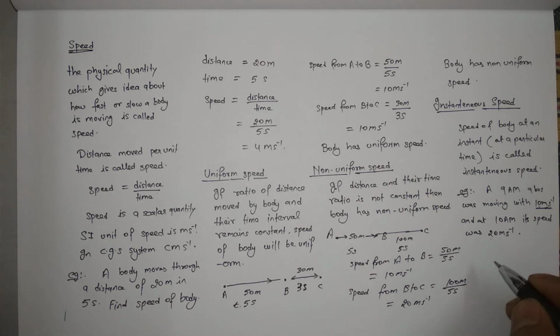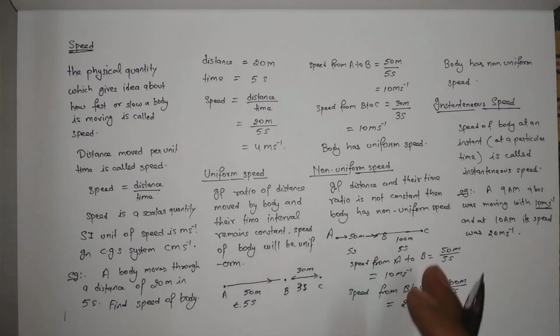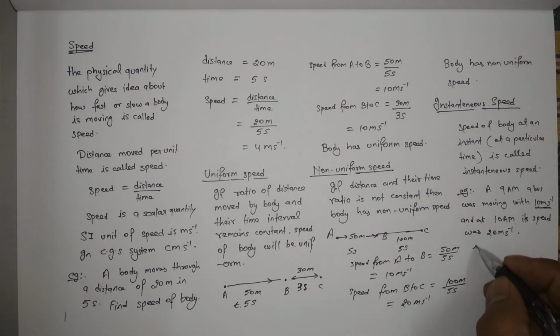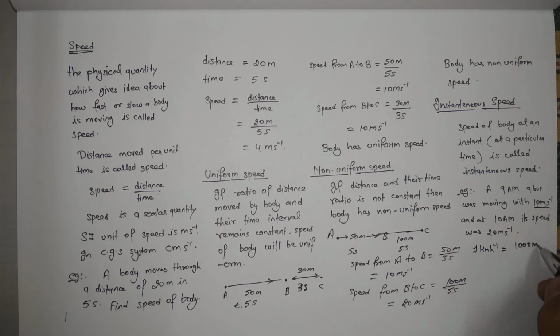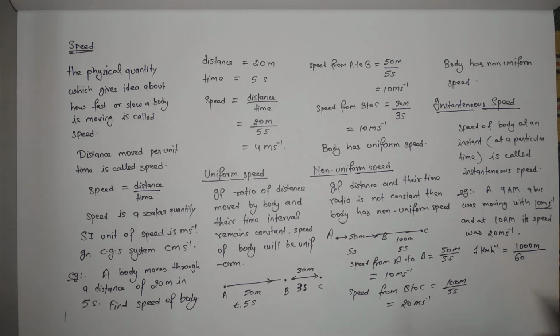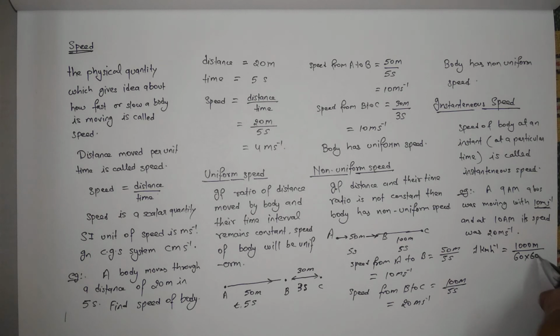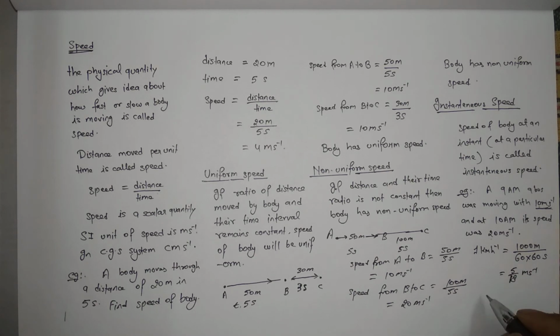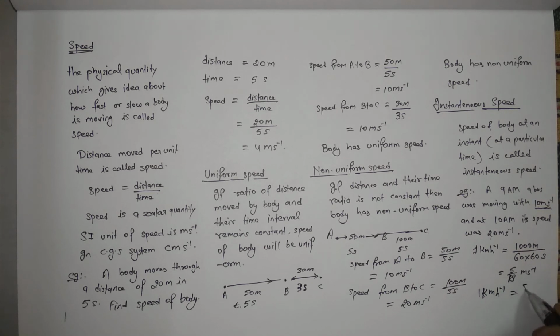Okay, and meter per second can be converted into kilometer per hour, and speed is also measured in kilometer per hour generally with the help of speedometer. So 1 kilometer per hour is equals to 1000 meter divided by 60 minute in a hour multiplied with 60 second in a minute. So it is 5 by 18 meter per second. So 1 kilometer per hour is equals to 5 by 18 meter per second.